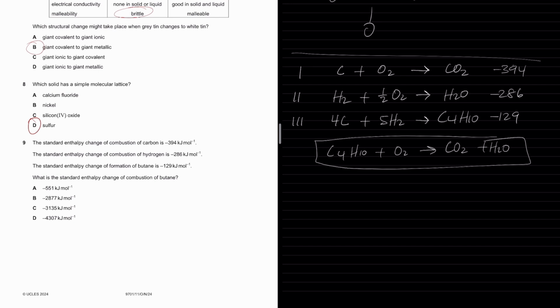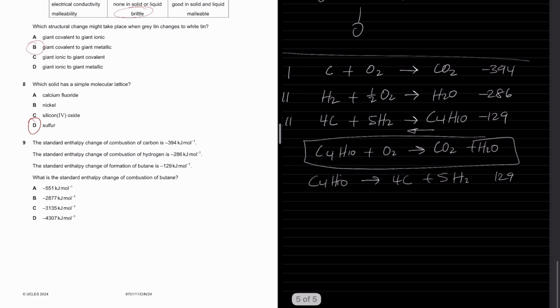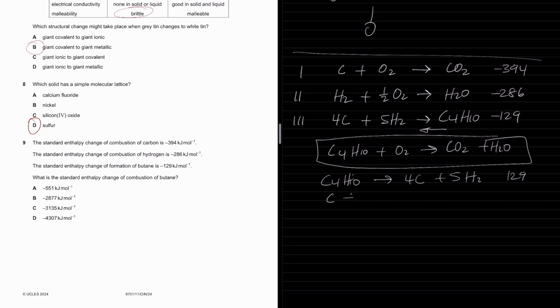So first thing I'm going to do is write down reaction 3. I'm going to write it in reverse. So C4H10 gives you 4C plus 5H2. And since I've reversed it, I'm going to reverse the enthalpy, so that's going to be 129. Now I want to cancel this carbon because I don't want carbon in my final reaction. So I'm going to join it with reaction 1. So reaction 1 is C plus O2 gives me CO2. And that's minus 394. Now how do I cancel the carbons?